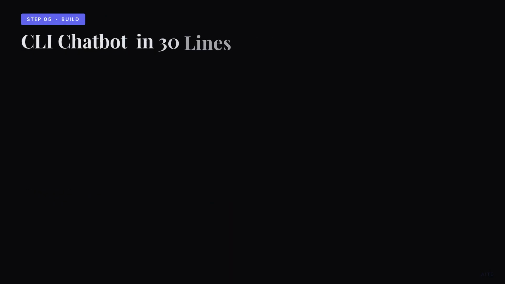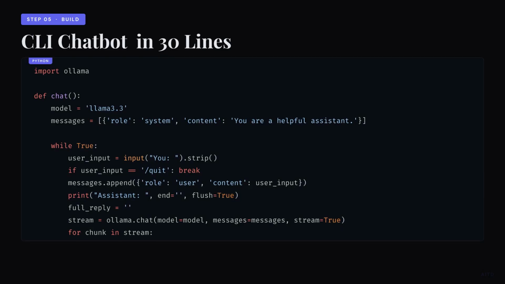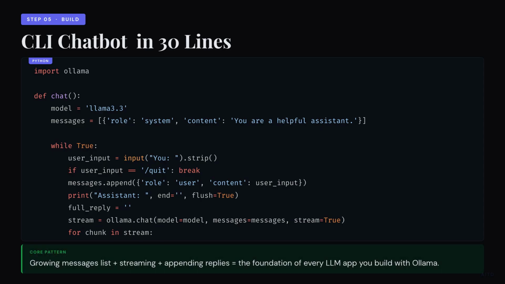Now let us put everything together into a complete command line chatbot. The chatbot keeps a messages list that starts with a system message. It loops, reads your input, adds it to the list, then streams the assistant reply back token by token. When the stream finishes, it appends the full reply to messages so the next turn has context. Type quit to exit cleanly. Press Ctrl+C and it exits as well. This pattern of a growing messages list combined with streaming is the core of nearly every LLM application you will build with Ollama.